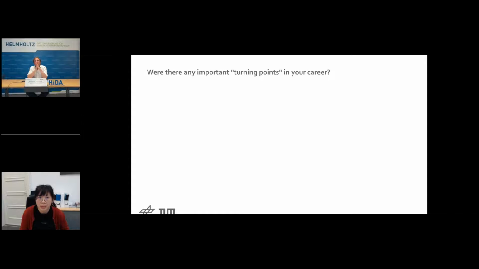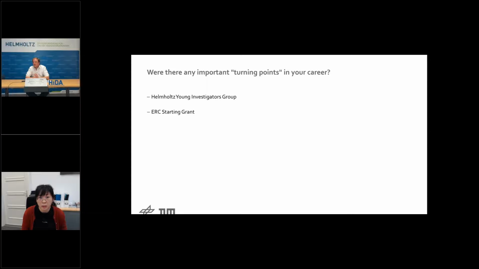Another question I was asked is, were there any important turning points in my career? The first one is definitely the Helmholtz Young Investigators Group. At Helmholtz, we have opportunities for people at all different levels of career, starting from postdoc, then junior group leader, and finally also professorships. But this one is really important for a career because it offers us the first time to build up an independent research group on a topic we are interested in. And we can also have a good connection between the Helmholtz Center and the universities.